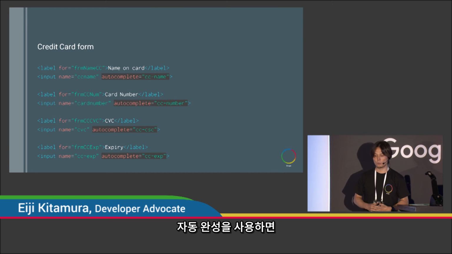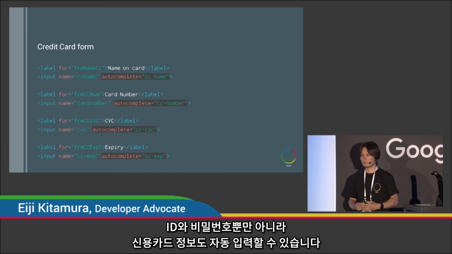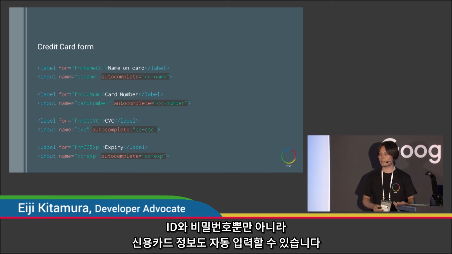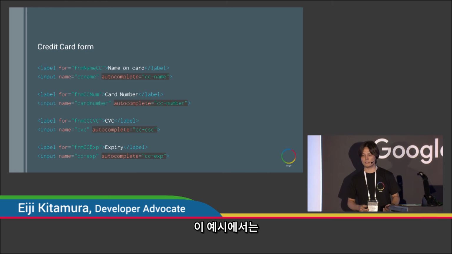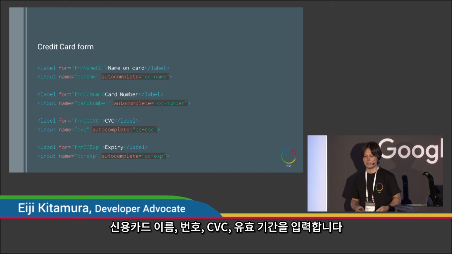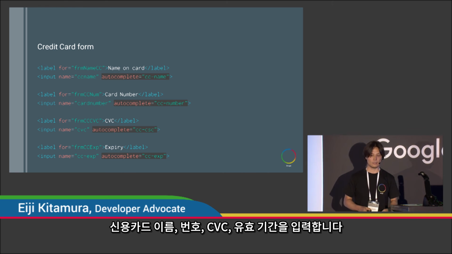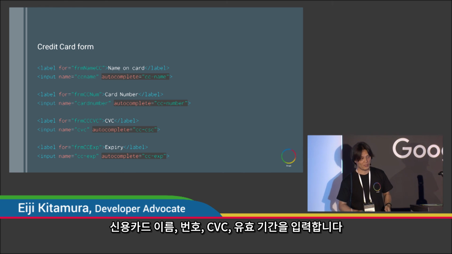So by using autocomplete, you can help not only ID and password, but also credit card information. In this example, it's trying to fill out the credit card number, CVC, and expiry date.